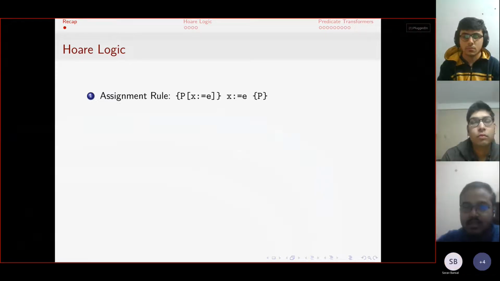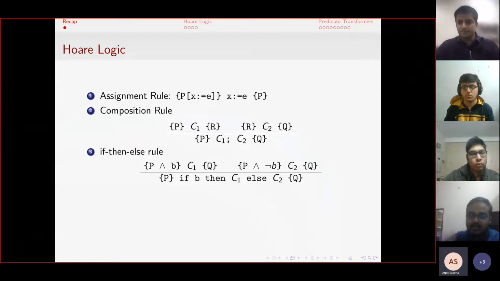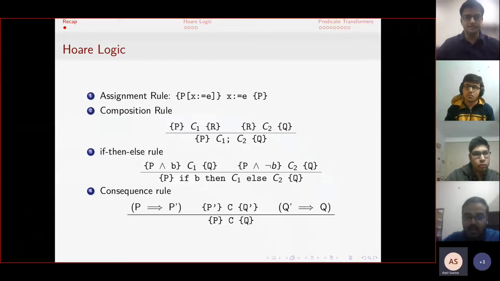The assignment rule says that if the predicate P with X replaced by E holds, then after assigning E to X, the predicate P holds. The composition rule says that if the triple {P} C1 {R} holds and {R} C2 {Q} holds, then the triple {P} C1; C2 {Q} holds. The if-then-else rule says that if {P and B} C1 {Q} holds and {P and not B} C2 {Q} holds, then {P} if B then C1 else C2 {Q} holds. The consequence rule says that if P implies P prime, the triple {P prime} C {Q prime} holds and Q prime implies Q, then the triple {P} C {Q} holds.